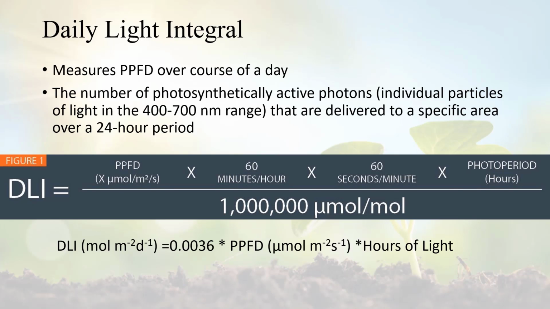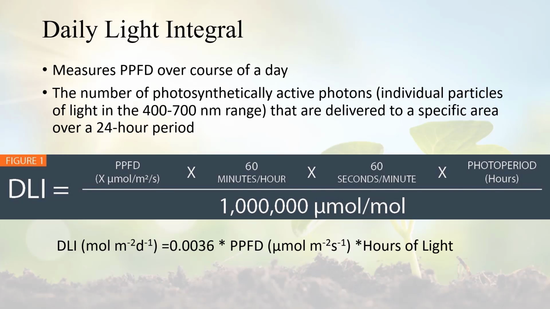Now, PPFD is a really important value, and it gives us a lot of information, but it only measures per second. It's the amount of light that the plant is getting each second. But what's more important is how much light our plant is getting over the course of a day. Because if our plants just got 1,000 PPFD for about 5 seconds for the entire day, they are not going to grow and develop very well.